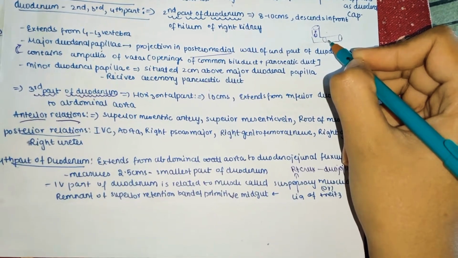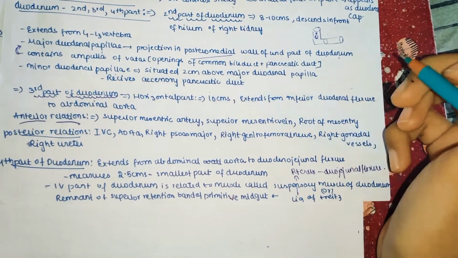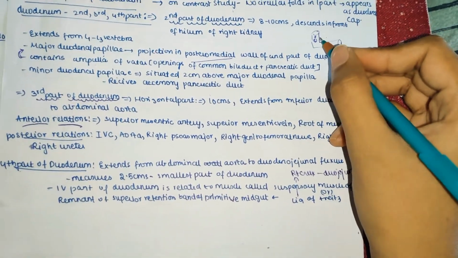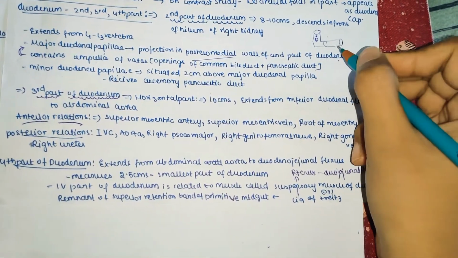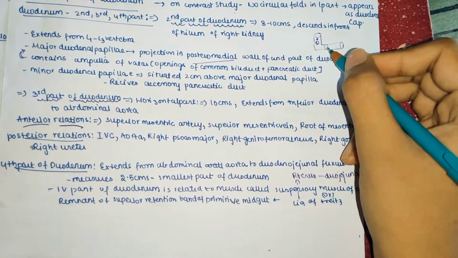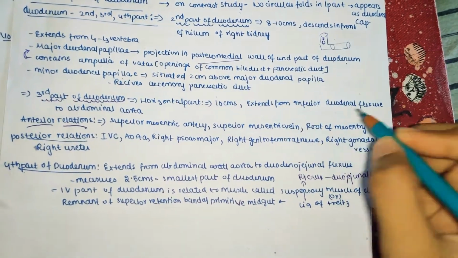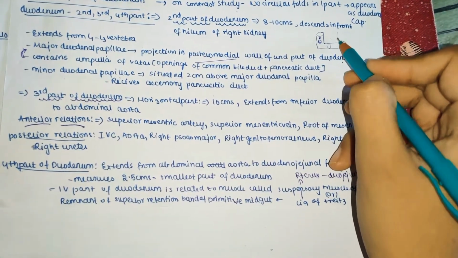The third part of the duodenum is the horizontal part, which is 10 centimeters and extends from the inferior duodenal flexure to the abdominal aorta. So the third part of the duodenum is the horizontal part, which comes from the inferior duodenal flexure to the abdominal aorta here.